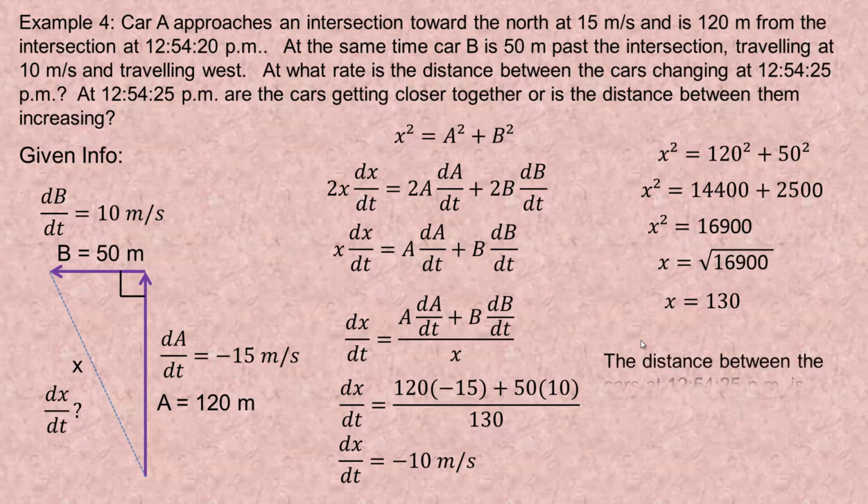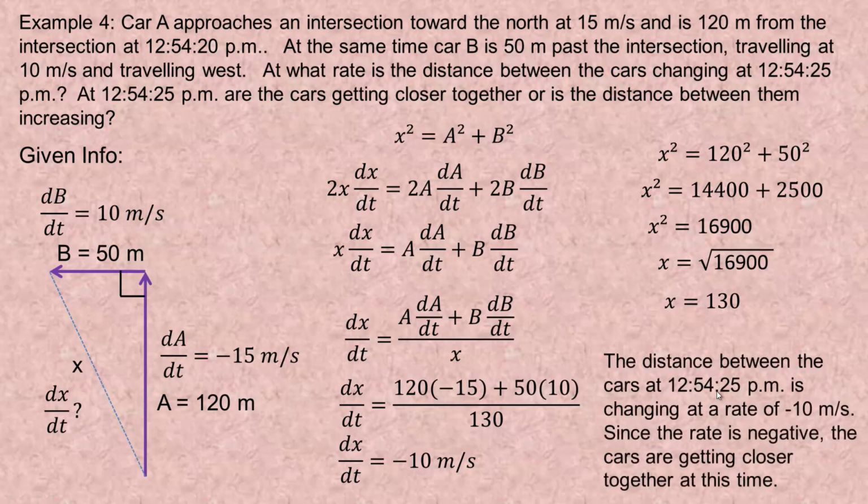So the distance between the cars at 12:54:25, 5 seconds later, is changing at a rate of negative 10 meters per second, and since the rate's negative, that means the cars are actually getting closer together at that point in time. So that's the interpretation of what the negative actually means. And that's probably because the car that's going faster is going towards the intersection. The one that's going slower is the one going away. So at this point in time, they actually are getting closer together. And that's the end of the tutorial.